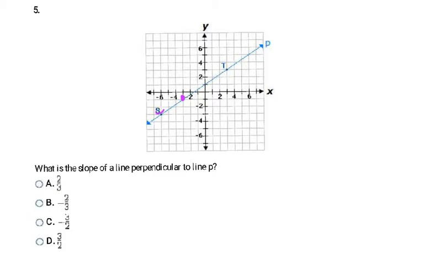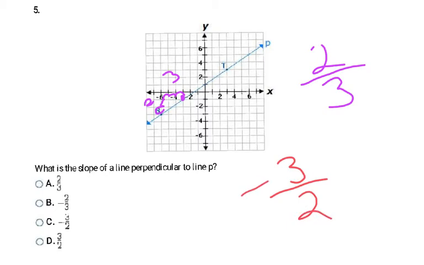So I'm going to count my rise, 1, 2, and then I'm going to count my run, 1, 2, 3, and that's going to be my rise is 2 over 3. This is an uphill line, so my slope is going to be positive. So the slope of line P is 2/3. To find the perpendicular slope, I'm going to flip my fraction. So 3's now on top and 2's on the bottom, and change the sign. So this one's going to be negative, and that's my answer, C.